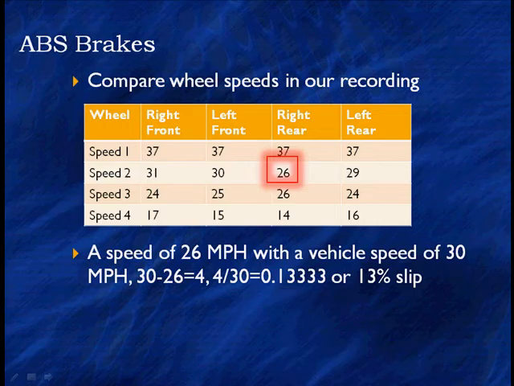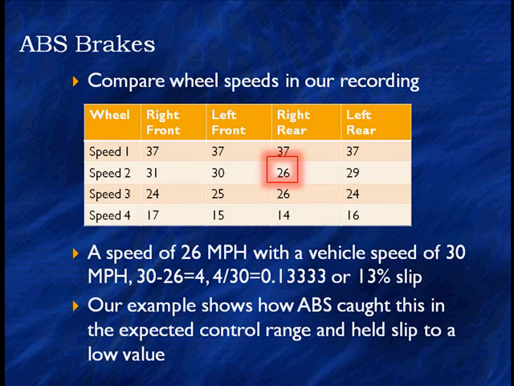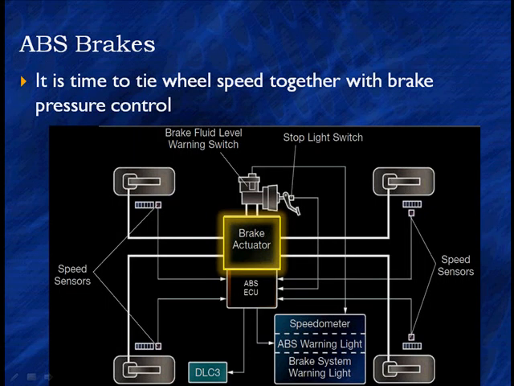Now this means we've got to look very carefully at our vehicle speeds in order to calculate this. This 13% slip we had earlier puts us into our region where we start controlling the vehicle to give us maximum brake force and to give us maximum controllability. So our example caught this as we expected it to. It's in the range, and it helped keep slip to a minimum value and keep control high. This is because we can manage those things better.